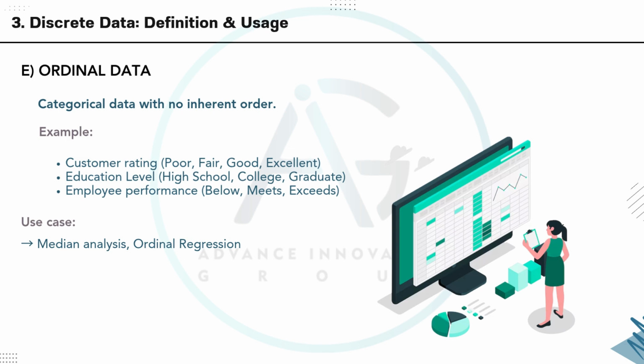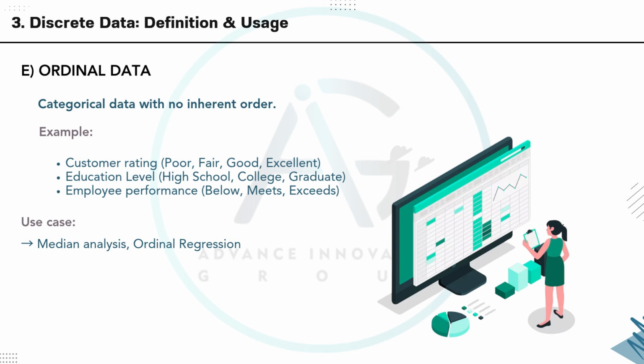compared to good. Education levels such as high school, college, graduate. Again, ranked in order of progression. Employee performance: below expectations, meets expectations, exceeds expectations. Use cases: often analyzed using median analysis, since the mean isn't appropriate. Also used in ordinal regression, which respects the ranking but doesn't assume equal spacing.